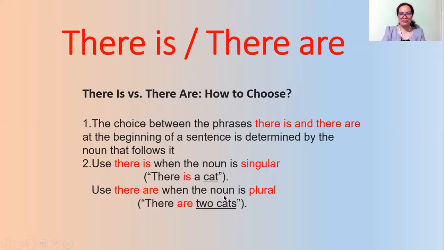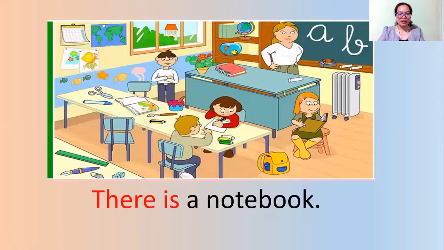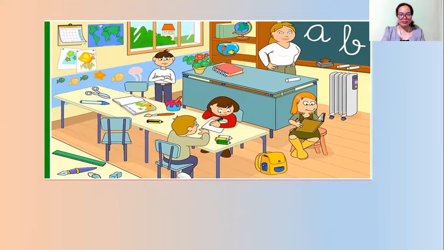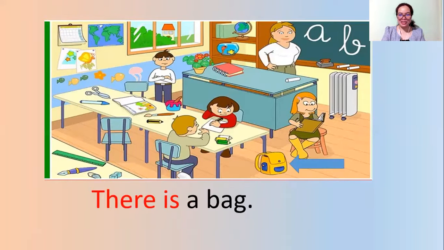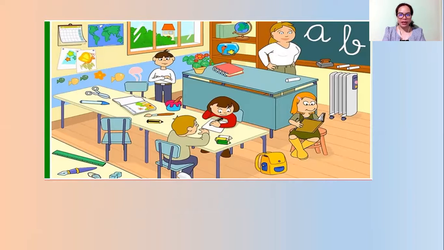Okay, so let's have some examples. So there is a book. Okay, so there is only one book. So that's why there is. Next. There is a bag. So only one bag. Look at the arrow here. Okay, so there is only one bag. So that's why it used there is. Next.